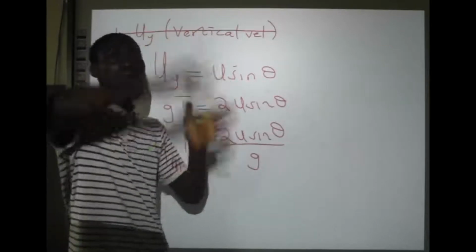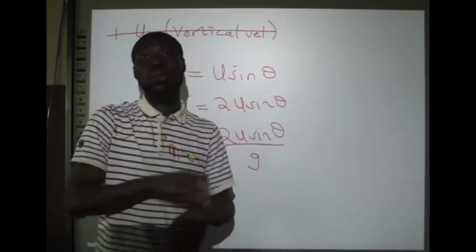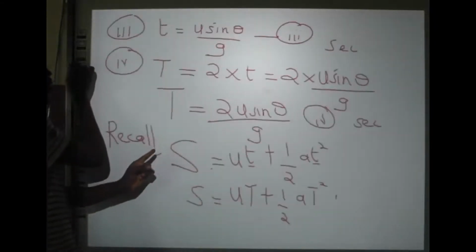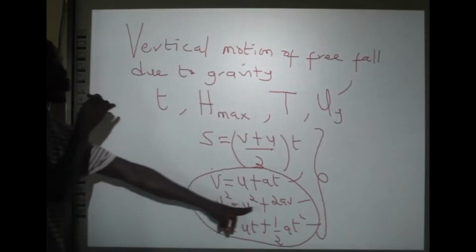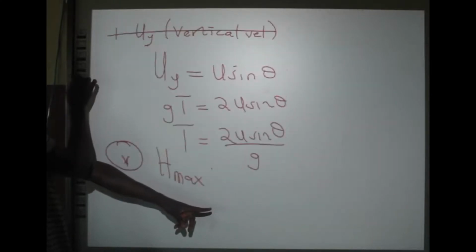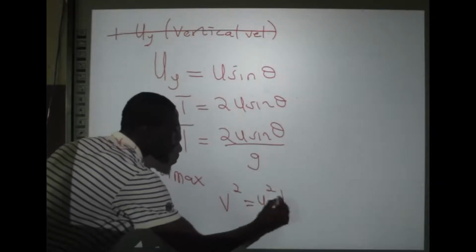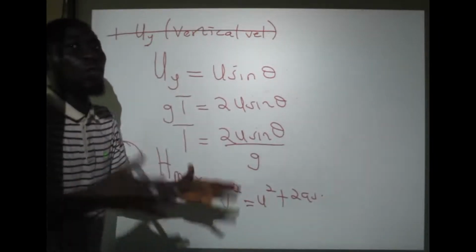Height. Maximum vertical distance as measured from the horizontal projection plane. So if you refer to the third equation of motion, don't forget that the third equation of motion is expressed as v squared is equal to u squared plus 2as. So to obtain the maximum height in this case, you fit in all those expressions that have to do with a vertical motion of free fall due to gravity.